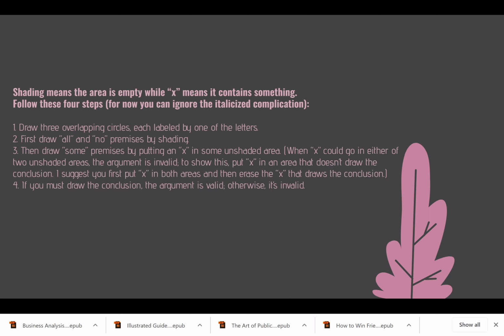To show this, put X in an area that doesn't draw the conclusion. I suggest you first put X in both areas and then erase the X that draws the conclusion. If you must draw the conclusion, the argument is valid. Otherwise, it's invalid.